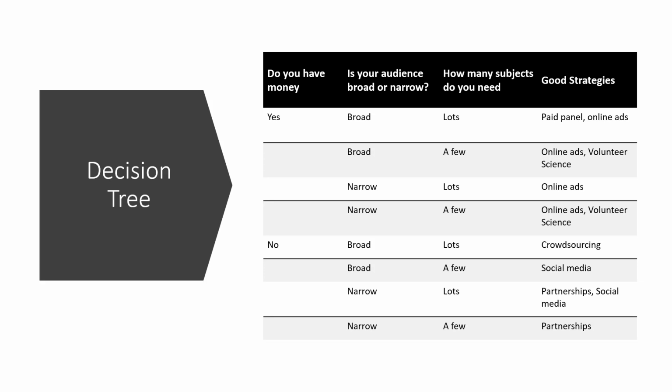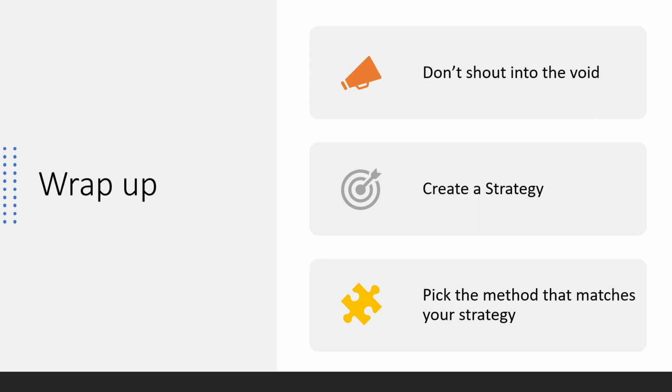Okay, that's it. Let me wrap up here. The lesson here is don't shout out into the void. Don't just create a flyer, don't create some tweets and just send them out. Don't just write some email and send it out. Take 30 minutes, fill out that form, and create a strategy. And pick the method that matches your strategy. Figure out what your resources are, what your sampling frame is. Figure out what that strategy is, and then fill out that spreadsheet, that little table.